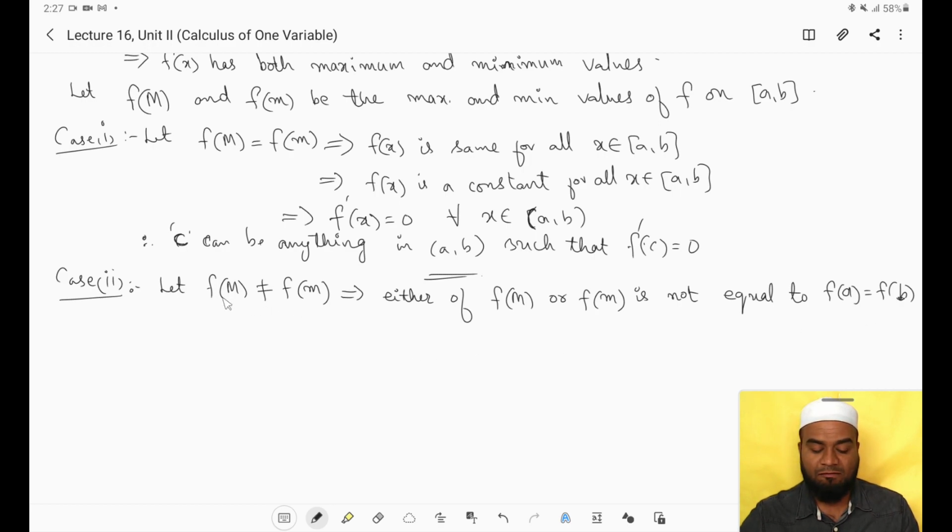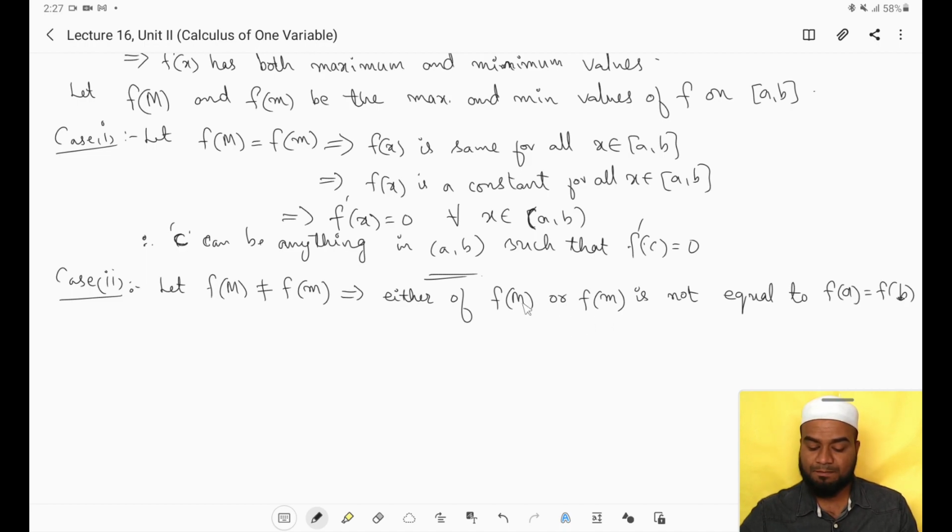Now when f of capital M is not equal to f of small m, they are different numbers, then either of these numbers will not be equal to f of a or f of b, because if both are equal to f of a or f of b, then they are equal with each other, no? If f of capital M is equal to f of a and f of small m is equal to f of a, then they are mutually equal, right? Hope you are understanding this.